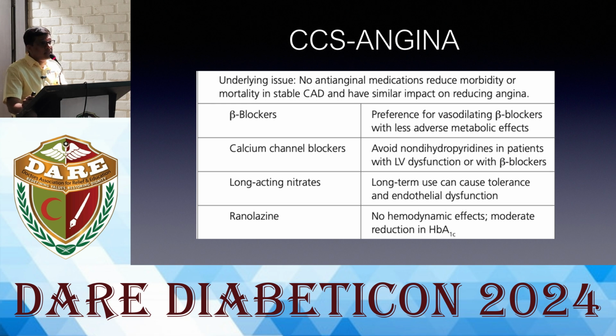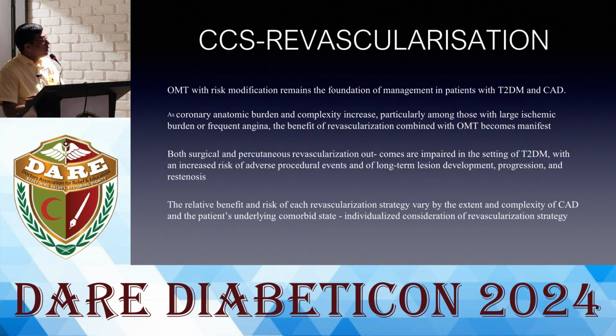The advantage with ranolazine is that it has no hemodynamic effects, and in diabetic patients it has been shown to give some reduction in HbA1c. So for a diabetic patient whose HbA1c is not controlled and who has chronic coronary syndromes, adding ranolazine will have a dual benefit. It will reduce HbA1c levels to some extent and also have anti-anginal effects. And mostly it doesn't have any hemodynamic compromise, unlike nitrates, beta blockers, and calcium channel blockers. Also, it does not worsen hypoglycemia.